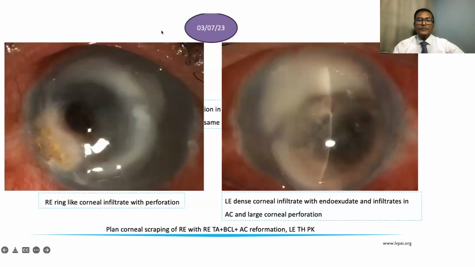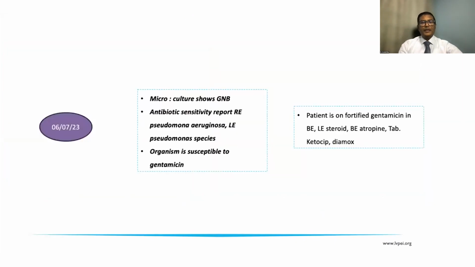So this was the second patient, and he was accordingly planned for a therapeutic penetrating keratoplasty in the left eye and a large corneal perforation in the right eye. When we performed microscopy, we found gram-negative bacilli, and the culture showed Pseudomonas. This was sensitive only to gentamicin but resistant to other antibiotics, and the patient was started on fortified gentamicin in both eyes.